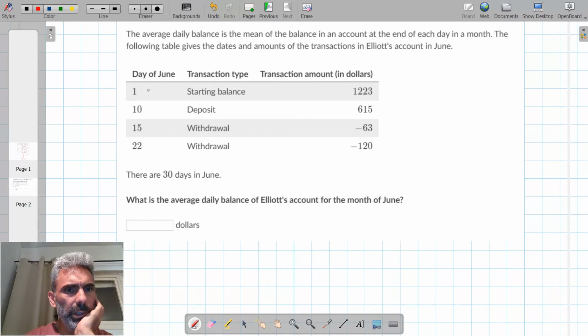Okay, so for 10 days, from the 1st of June to June 10th, the balance was $1,223. Then for a period of 5 days, the balance was $615.